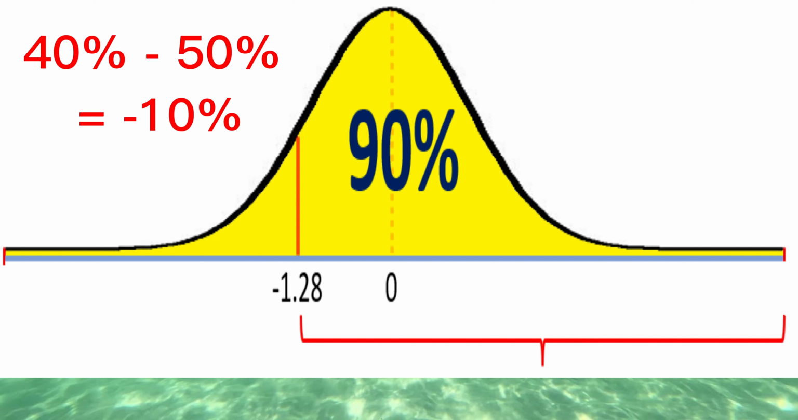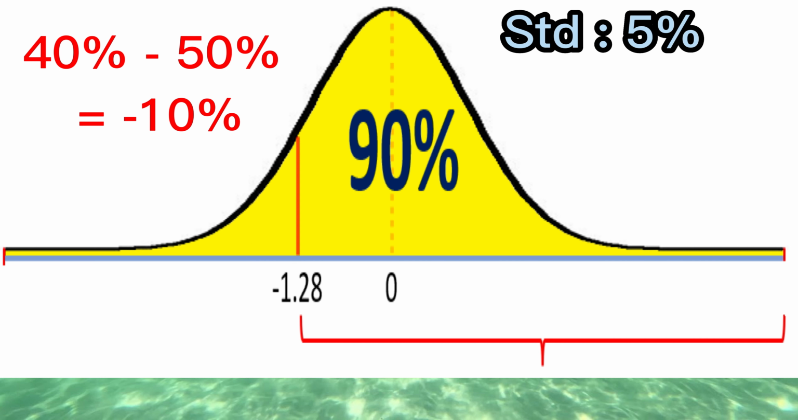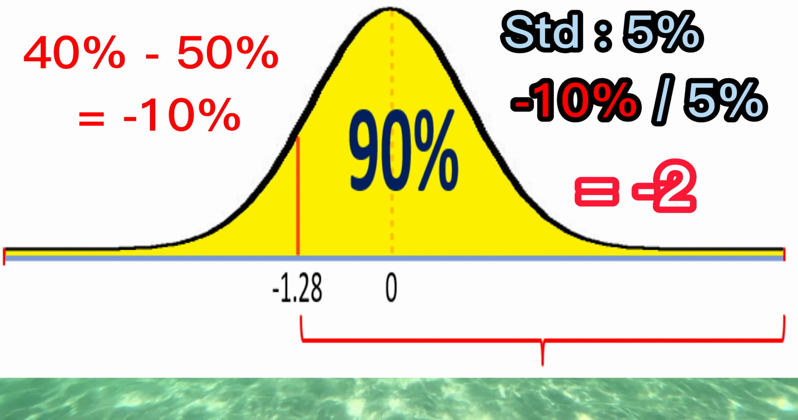We will divide it by the standard deviation. For example, it is 5%. Minus 10% divided by 5%, it's minus 2 standard deviations away. So, it's out of the interval. So, we reject the hypothesis. That's it. We are done. It's that easy. Let's solve a similar example.